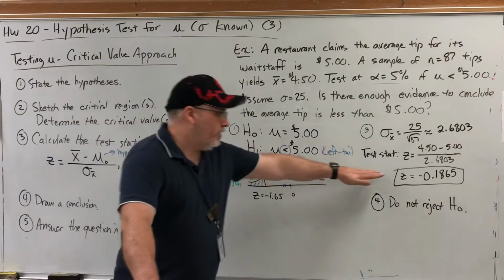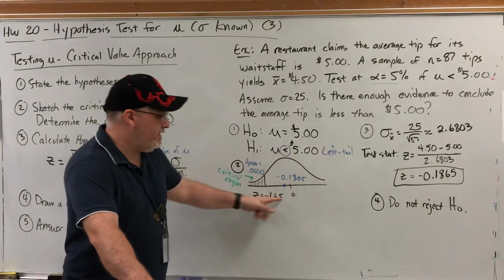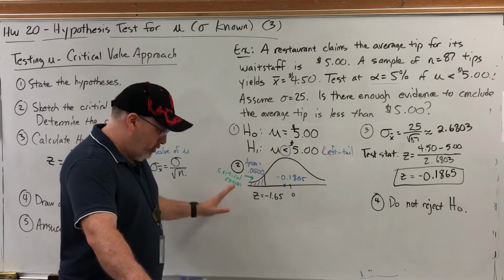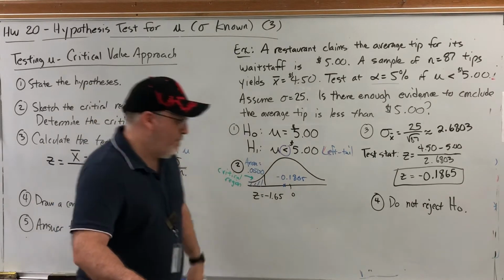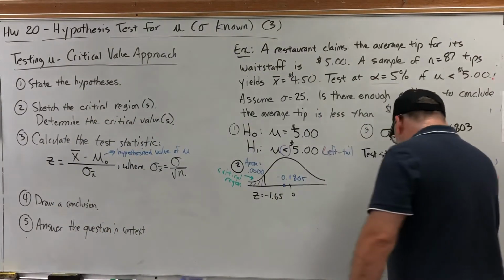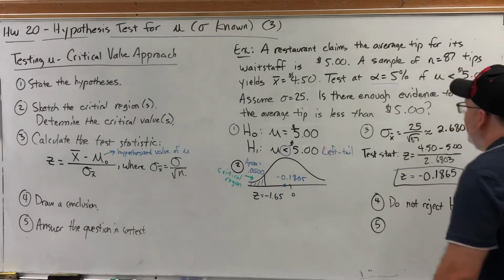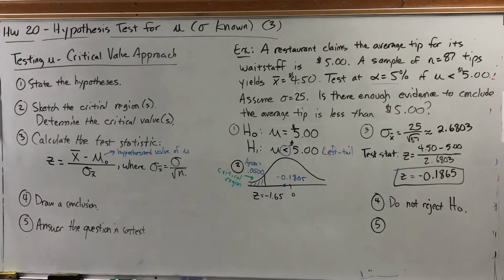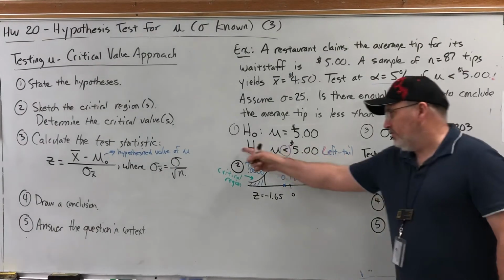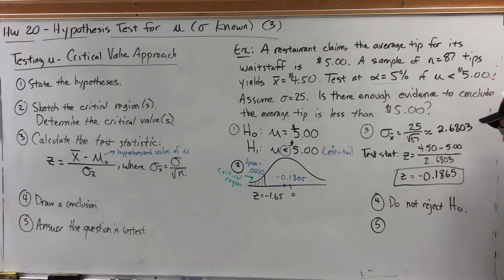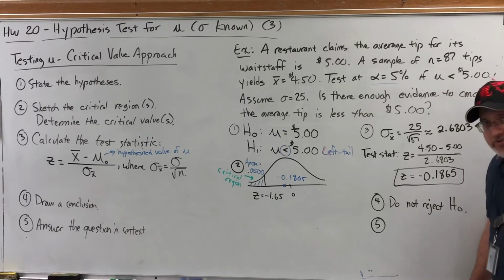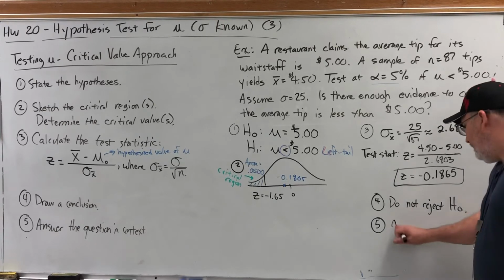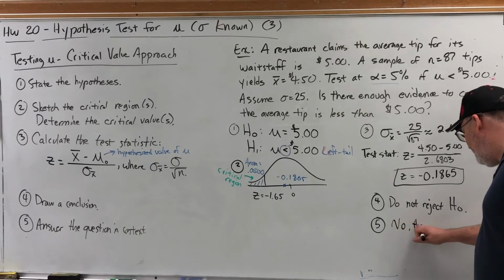So our test statistic did not land in the critical region, so we don't reject the null hypothesis, and now we answer the question. Is there enough evidence to conclude the average tip is less than $5? In other words, was there enough evidence to conclude the alternative hypothesis? Well, if we don't reject the null hypothesis, that basically means we're keeping it and not the alternative. So no, there was not enough evidence.